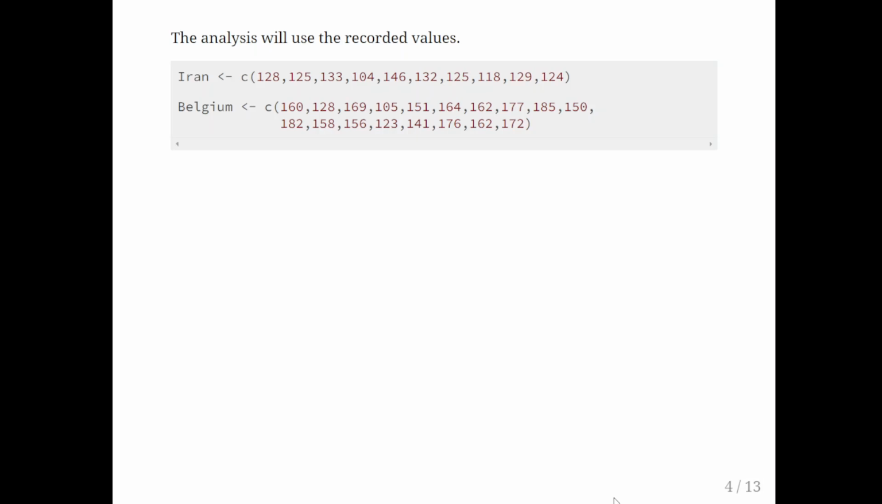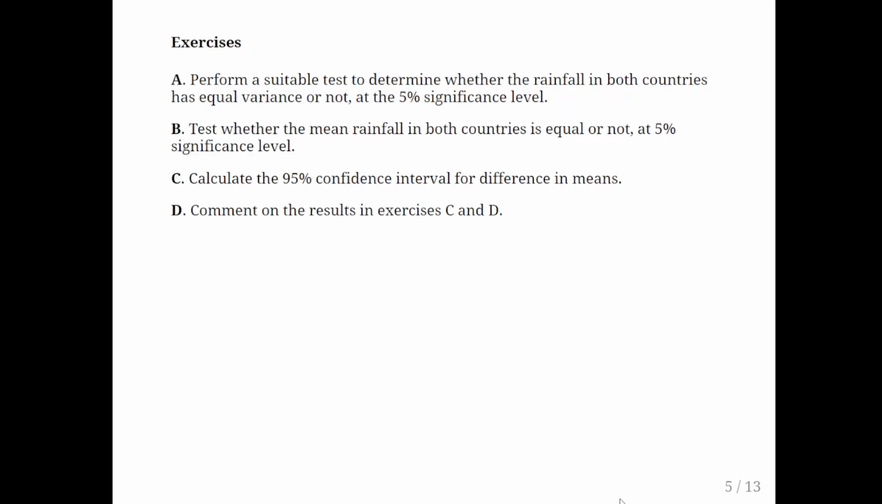So we have about 10 observations for Iran and I think 18 observations for Belgium. And we're just going to do a quick comparison of the two. So the exercises feature hypothesis testing and confidence intervals. A. Perform a suitable hypothesis test to determine whether the rainfall in both countries has equal variance or not at a 5% significance level. B. Test whether the mean rainfall in both countries is equal or not at a 5% significance level. C. Calculate the 95% confidence interval for the difference in means and comment on the results in exercises C and D.